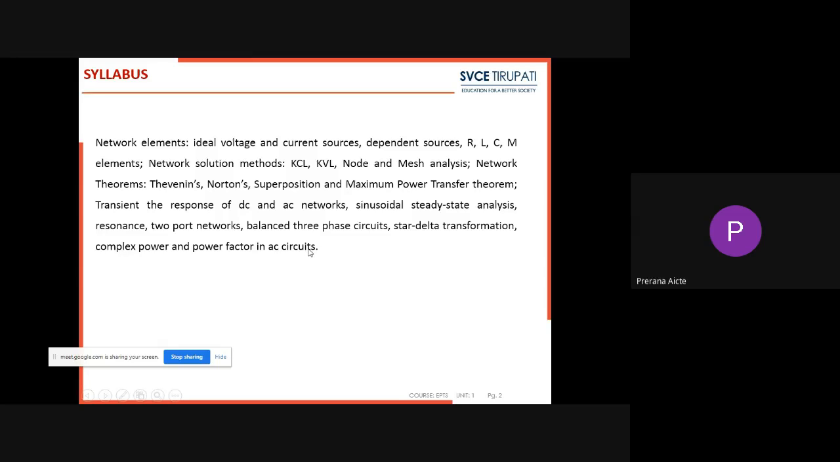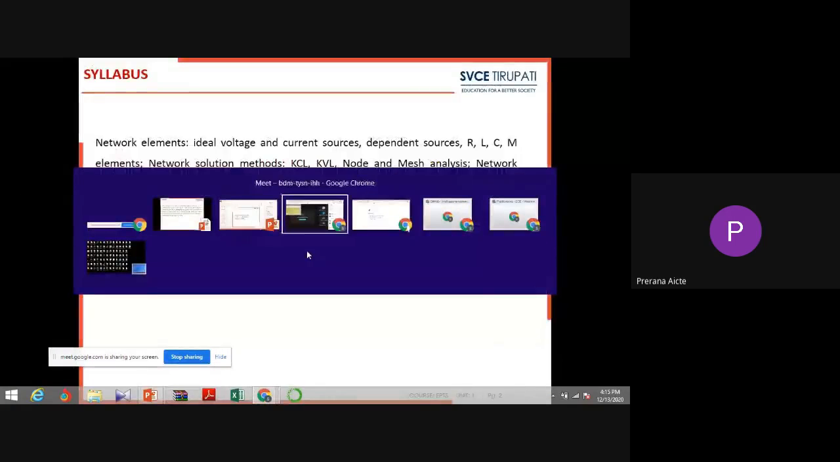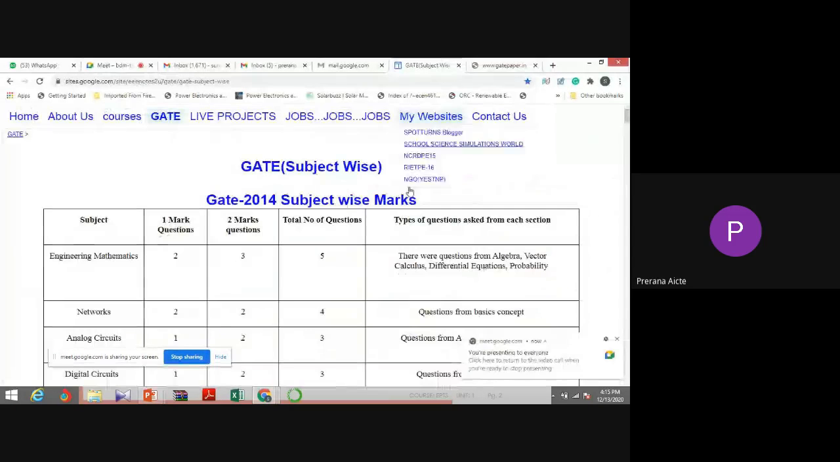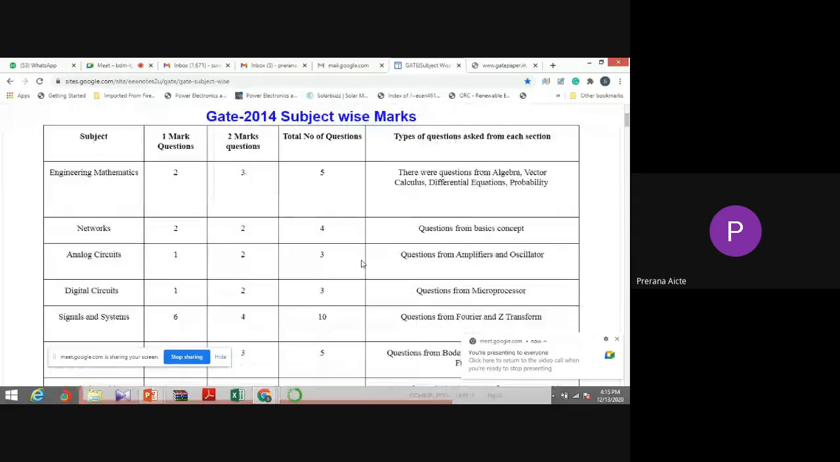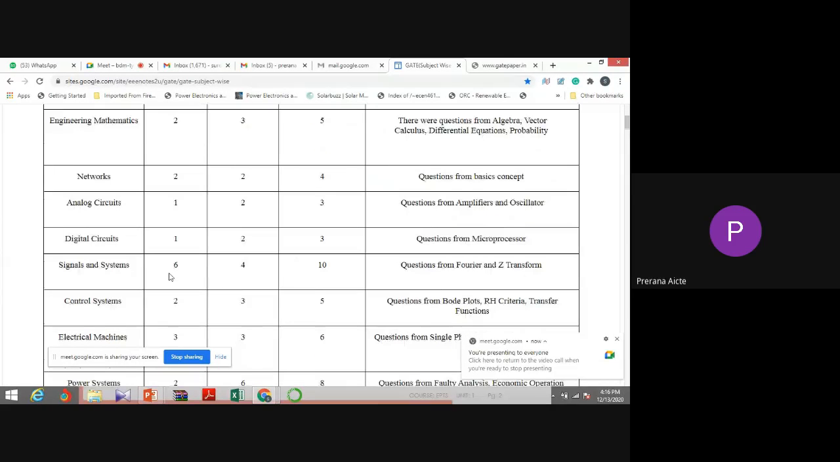Okay, before starting the syllabus, let us know the importance of network analysis in GATE. I'll show you. Every year, is my screen visible? Yes. So see here, from GATE 2014 onwards, in every subject they will give marks.